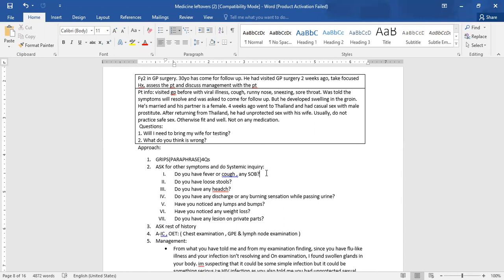Otherwise, you might get confused between the two. So you have to ask the detailed history, do the systemic inquiry: fever, cough, shortness of breath, any loose stools, any headache, any discharge or burning sensation while passing urine. Do you have any discharge from your private parts? Have you noticed any lumps and bumps in your body anywhere? Have you noticed any weight loss? Do you have any lesion on any private parts?